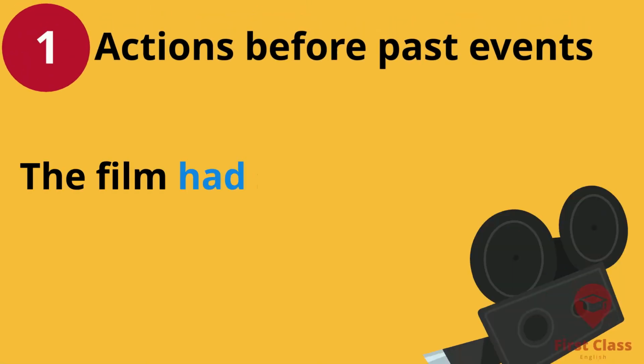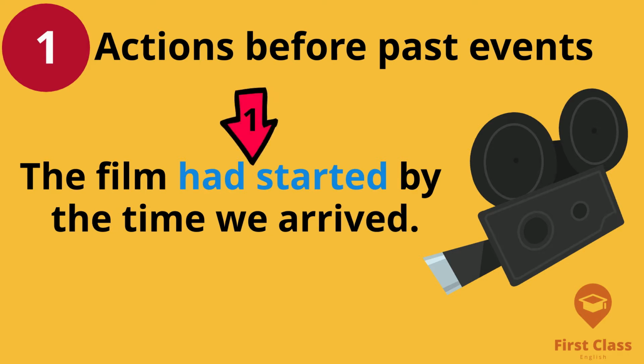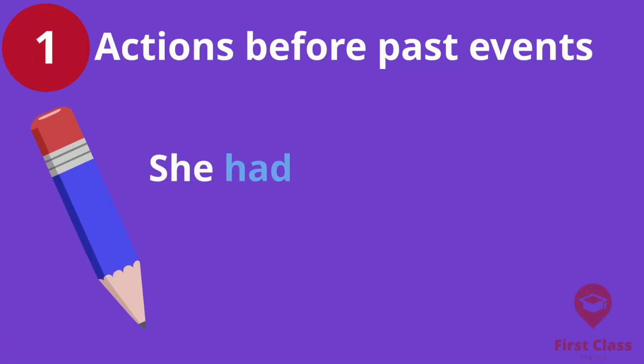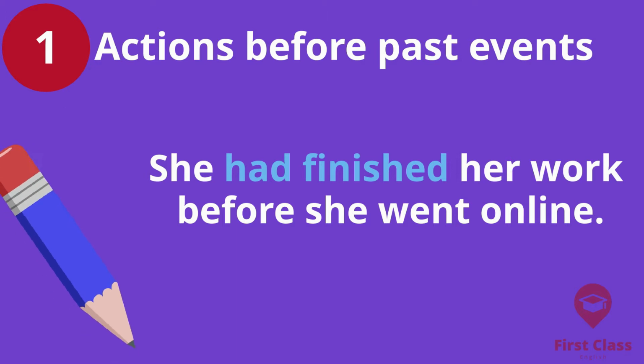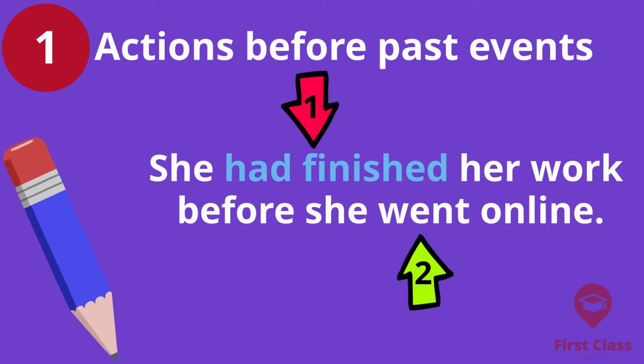For example, the film had started by the time we arrived. Notice that the film is the first action, the arrival was the second. She had finished her work before she went online. Her work came before her online activity.